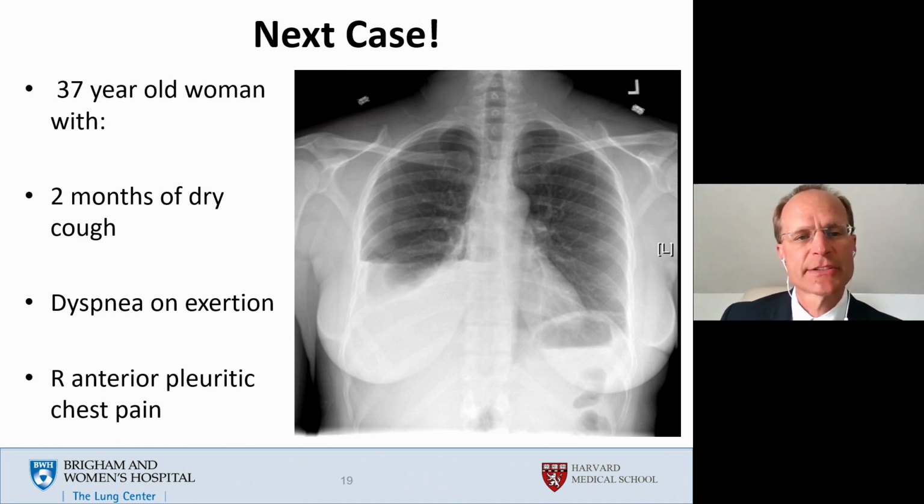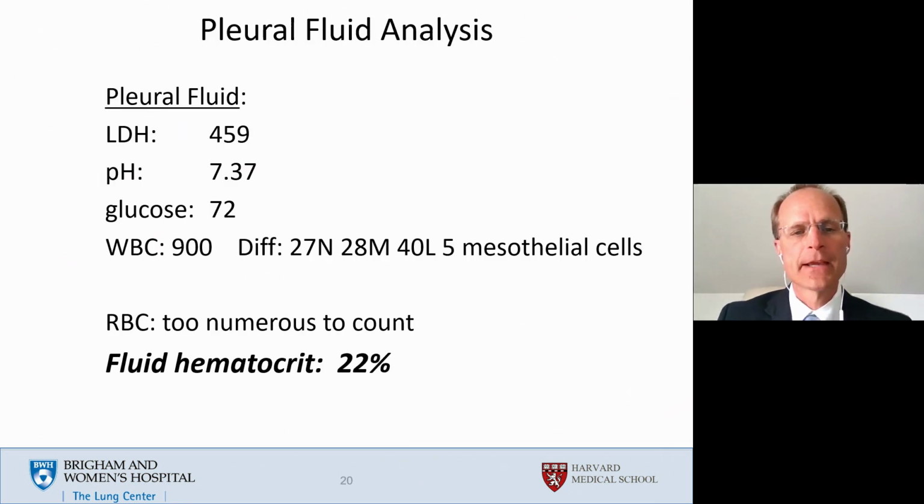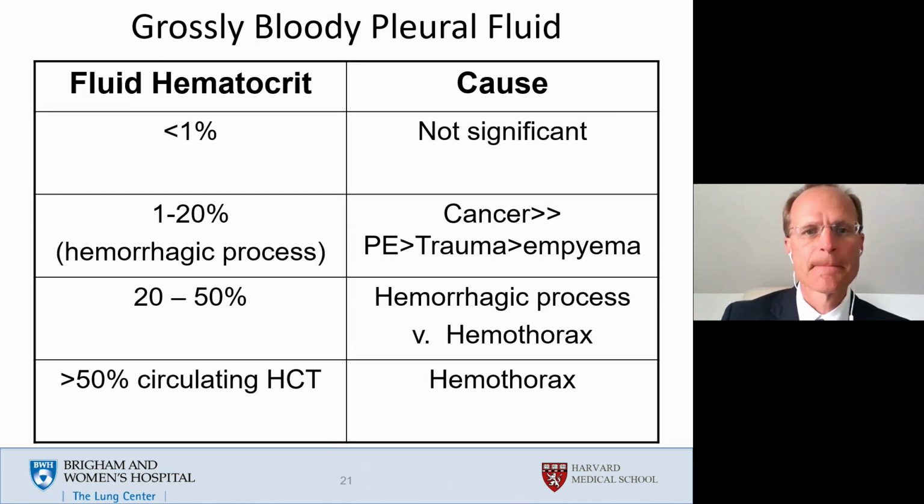This next case is a 37-year-old woman with 2 months of dry cough, dyspnea on exertion, and right anterior pleuritic chest pain. Her thoracentesis revealed a frankly bloody pleural effusion with a hematocrit on the fluid of 22%. So this is a grossly bloody pleural effusion.